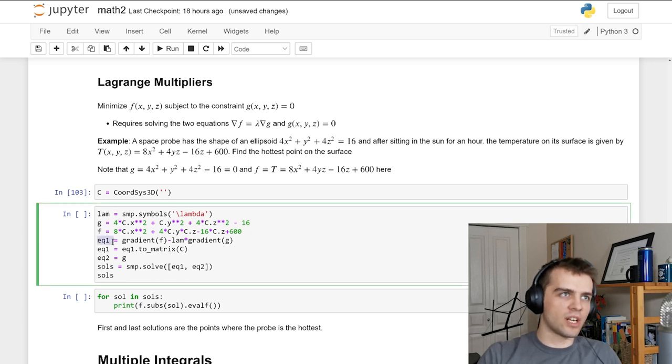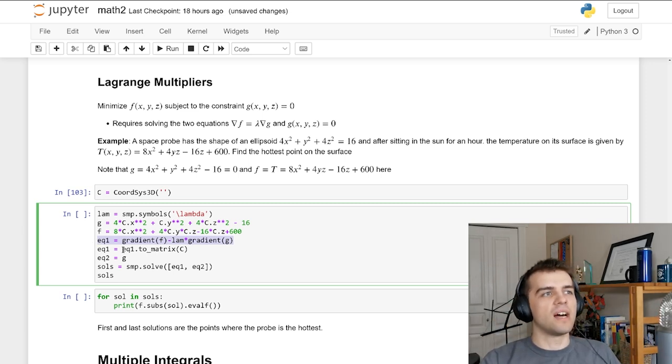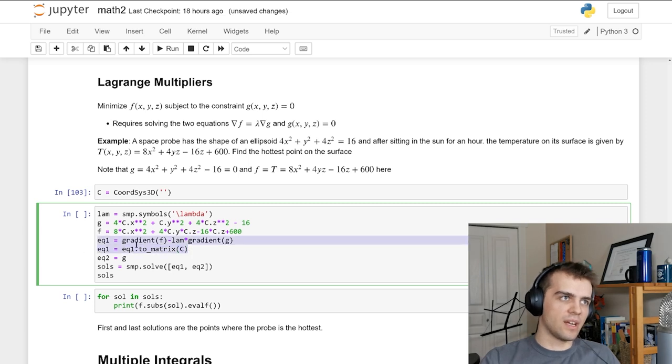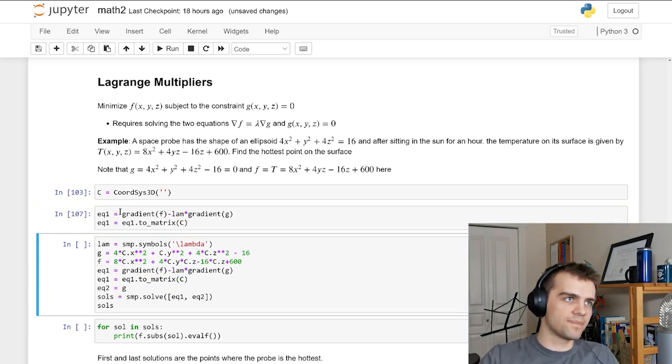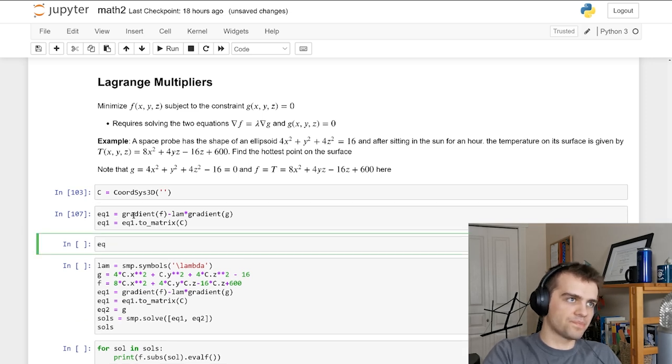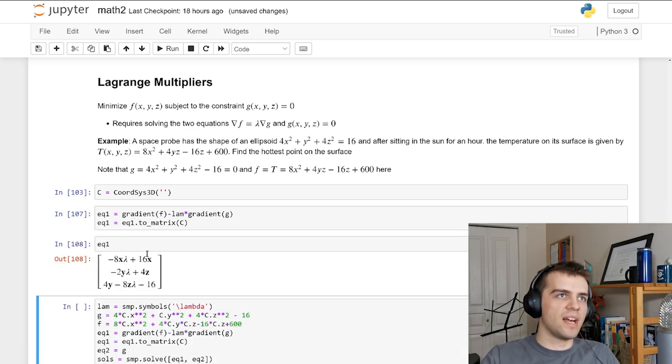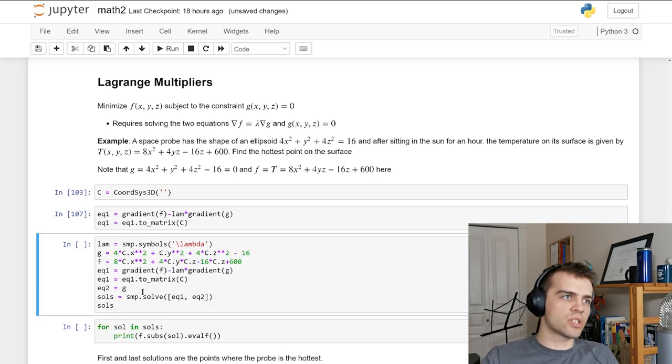Then I define my first equation that I want to solve. The first equation is that the gradient of f minus lambda times the gradient of g equals 0. So this equation 1 is everything there equal to 0, and I convert that to a matrix so that I have basically a vector equation. If I look at equation 1 separately, there are three equations here, because it says the gradient of f, which is a vector, is equal to lambda times the gradient of g. So this is a vector equation, so three equations here, and equation 2 is the constraint on g.